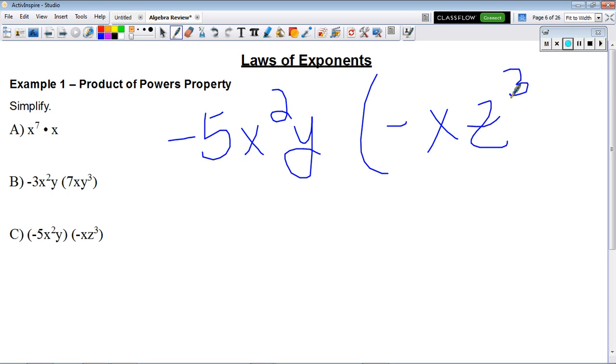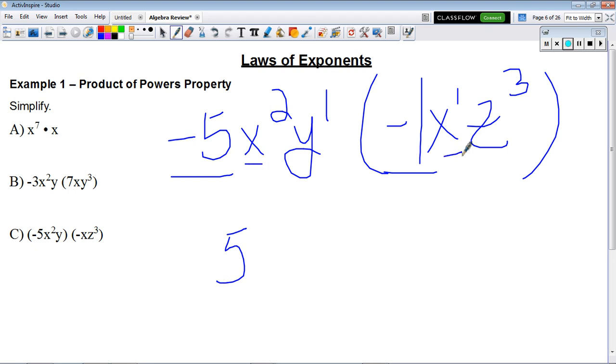So keep in mind a couple things here. One is whenever there's no number in front of that x there, I'm going to put a 1 in, and this is also x to the first, this is also y to the first. So with part C, I'm going to do the same thing here as I did with part B. I'm going to multiply together the parts that are the same. So first I'm going to start with the coefficients. Negative 5 times negative 1 is positive 5. And then I'm going to multiply the x's together. x squared times x to the first would be x cubed. Once again, add the exponents.